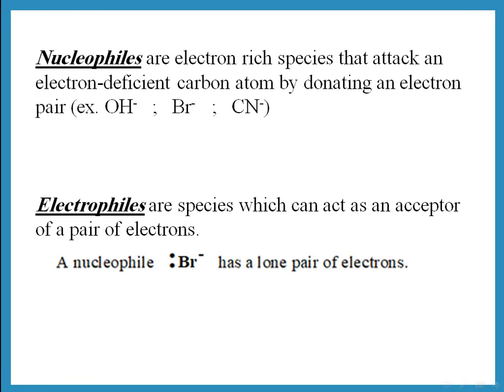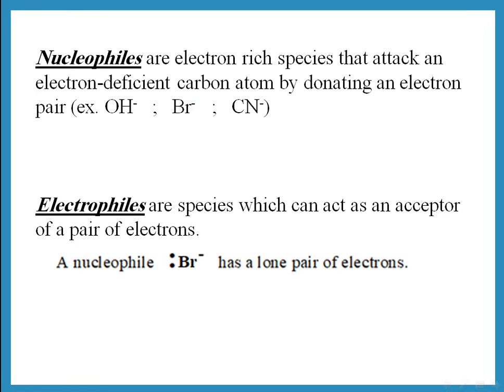A nucleophile is something that has extra electrons, so it can attack a carbon atom. And something like OH minus, Br minus, CN minus are referred to as nucleophiles. So when they react, they give their electrons to the carbon atom.